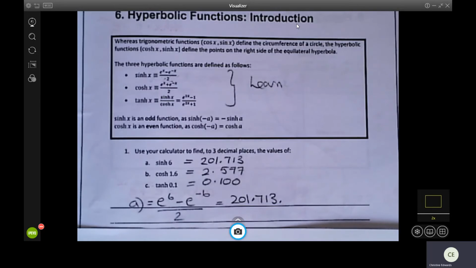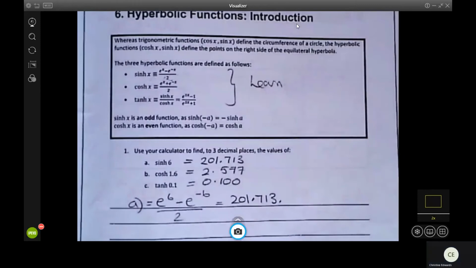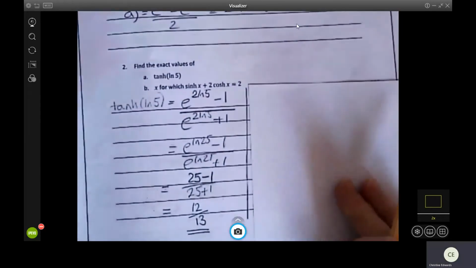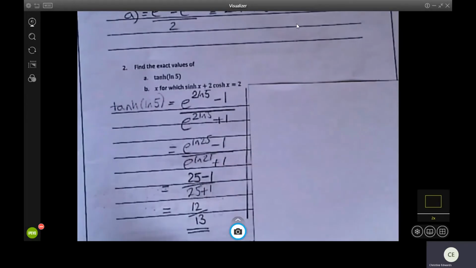And for part A, I've also written down the solution in terms of exponentials, so you can see that you get the same value. Now, question 2 then asks us to find exact values. So for part A, we are being asked to find tanh of log 5.